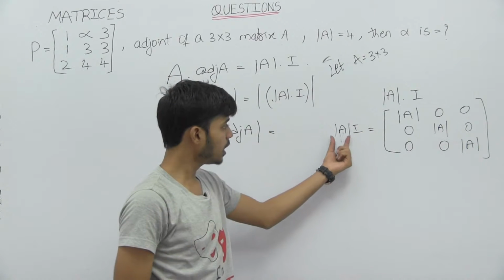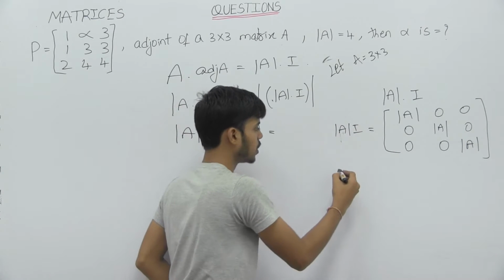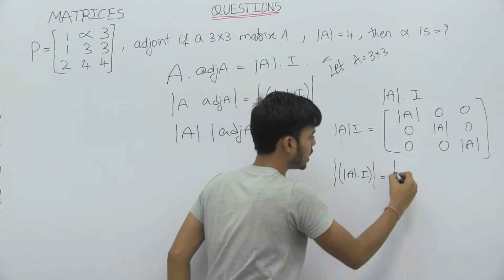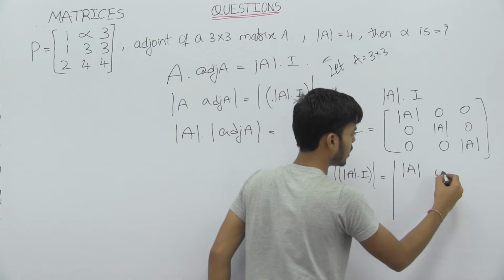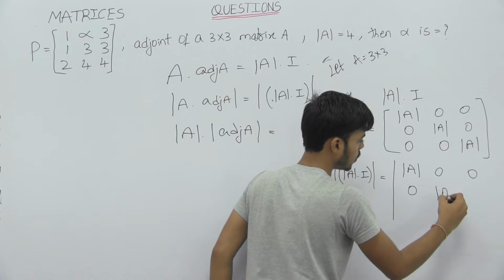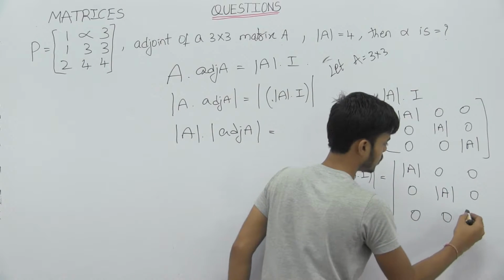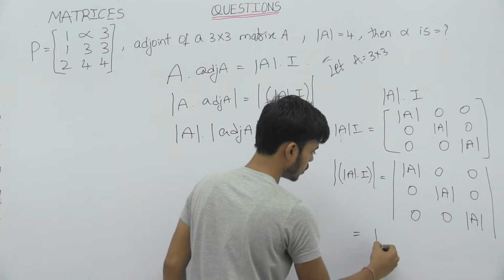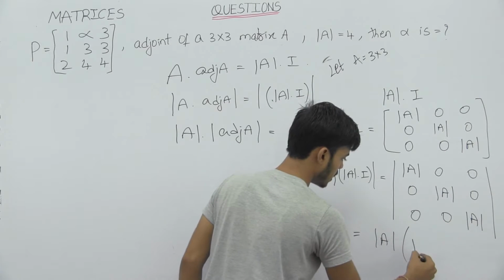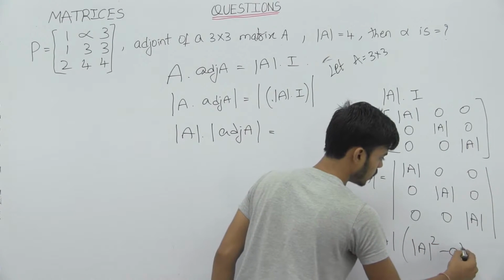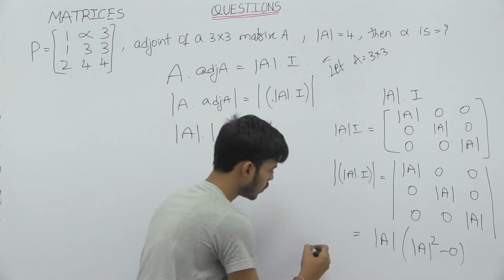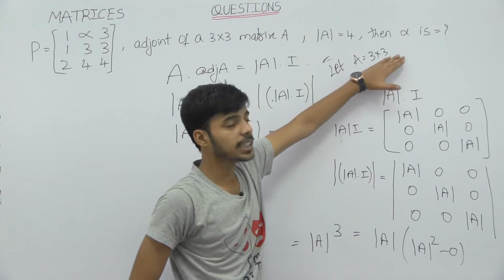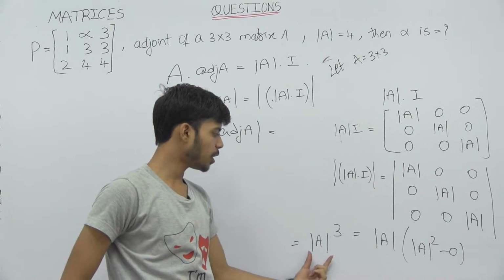Now we want the determinant of this matrix. So determinant of A into I, which is the determinant of this matrix [modulus of A 0 0; 0 modulus of A 0; 0 0 modulus of A], is nothing but modulus of A into det A whole square minus 0, and the remaining terms are 0. So we get determinant of A whole cube.